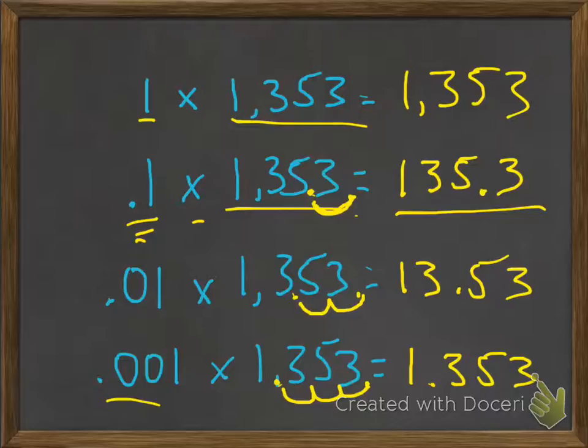When we're multiplying it by a power of 10 or greater, the decimal is moving to the right. And when a number is multiplied by powers of 10 less than 1, the decimal point's going to be moving to the left.